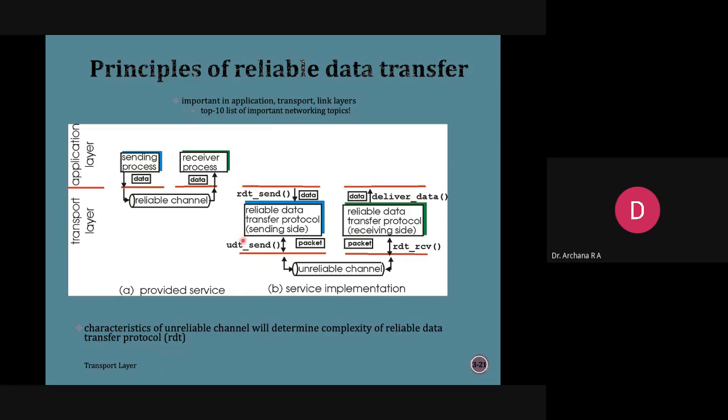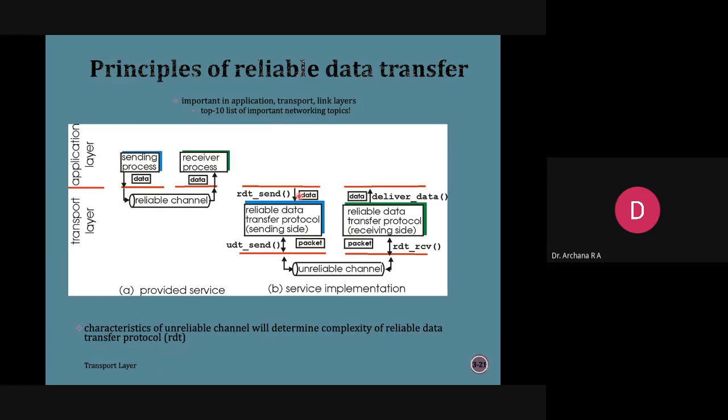What do RDT and UDT indicate? You can see this function. Since it is an unreliable channel, whatever packet you send will use the unreliable data transfer send. This is the application layer, which is blank here. Now look at this part of the picture, where from the upper layer, with the help of the reliable data transfer, the data is sent to the transport layer.